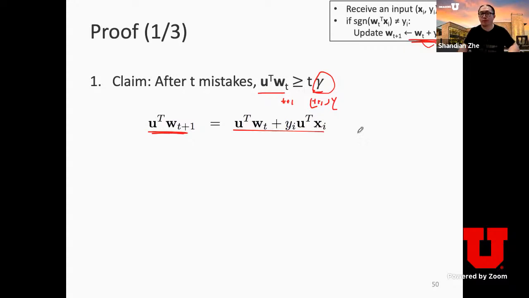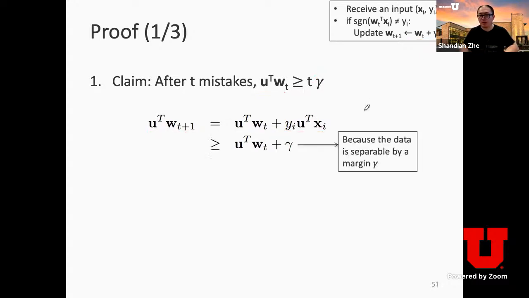Now it comes from our pre-specified precondition. We know that the unit vector U can well separate the training set, and its margin is at least gamma, meaning that the distance between every training point xi and the separating hyperplane determined by U is at least gamma. So we immediately obtain a lower bound of this product. We get the lower bound of U transpose Wt plus 1, which is U transpose Wt plus gamma.